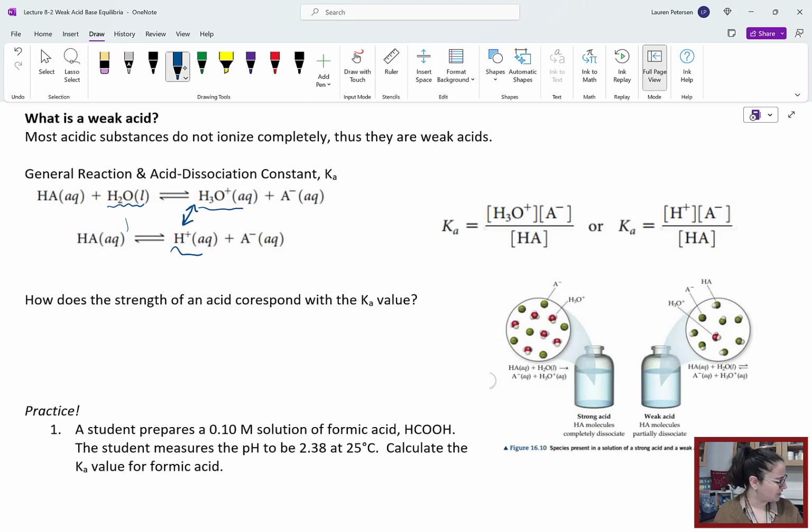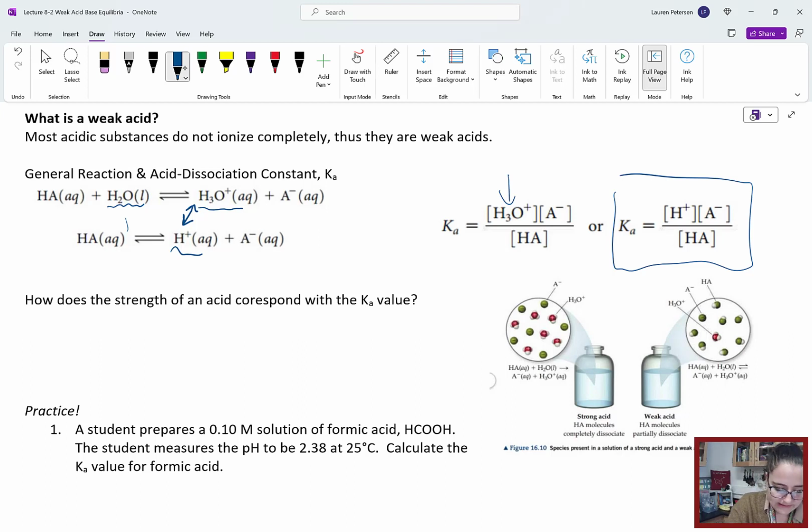On your equation sheet, it's written in this form. But again, a lot of old textbooks and stuff will still use this form. So I want you guys to be able to recognize both of them. And note, when we do our RICE tables or our net ionics, we don't include the liquid water anyways, so it's not going to make a difference in our calculation which version we're using.